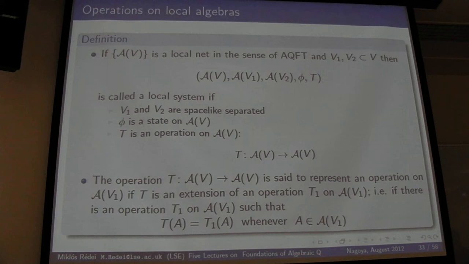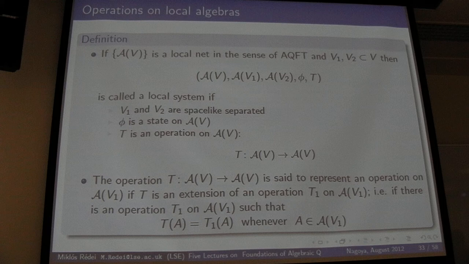For this, some preparation, some terminology. If you have a local system, if you have a local net in the sense of field theory, and you have two regions, V1 and V2, and a large one which contains them, then this thing here I call a local system. Namely, the algebras associated with these regions, a state on the large algebra, and an operation on the large system as well. I just call this a local system.